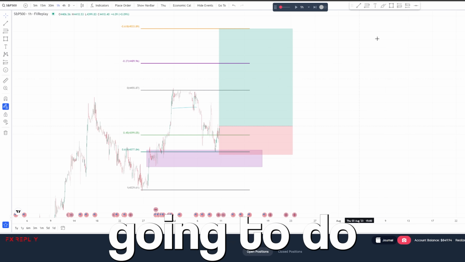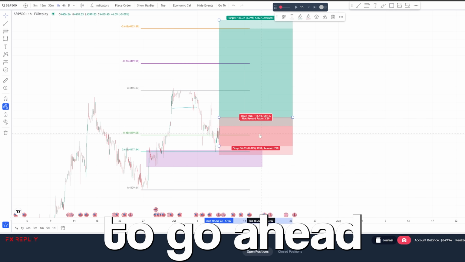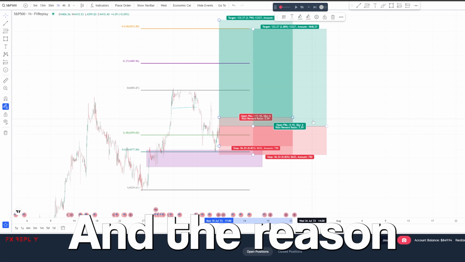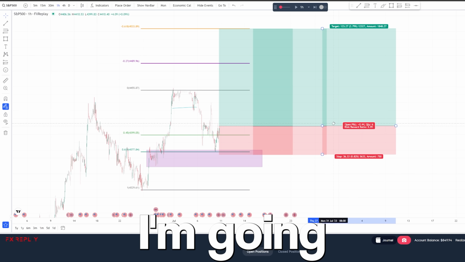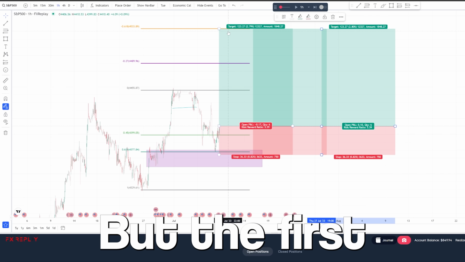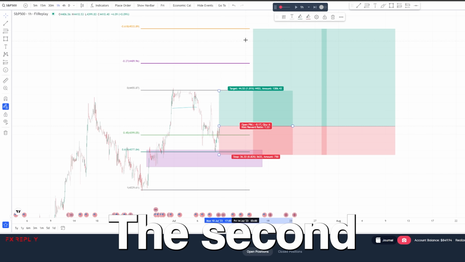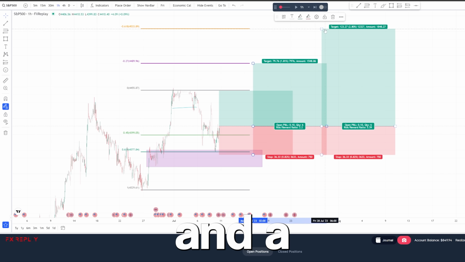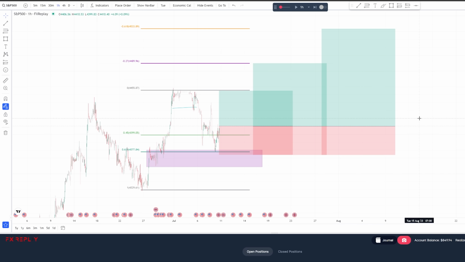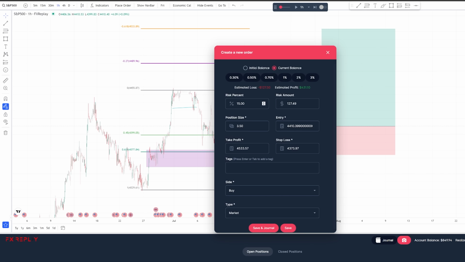And what I am going to do is get in multiple trades because I want to go ahead and catch all of this. And the reason why I'm getting in multiple trades is because I'm going to show you why in a bit. But the first trade, we're only going to take it here. The second trade, we're going to take it here. And the third trade, we're going to take it here. And I'm going to explain that in a bit. But before we go ahead and do that, let's make sure we have our position set. Since I am getting in 3 trades, I'm going to divide that 3 into 15%. So basically, to keep it short, let's just do 5% on each trade.